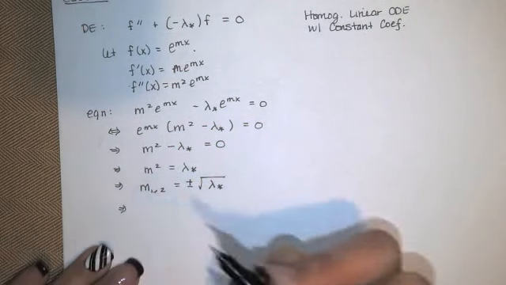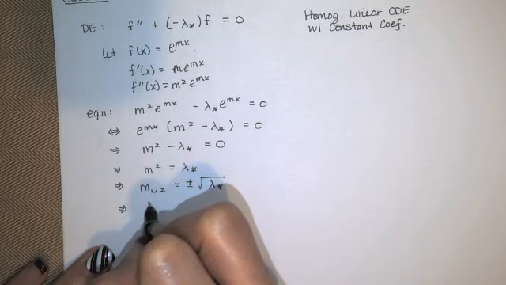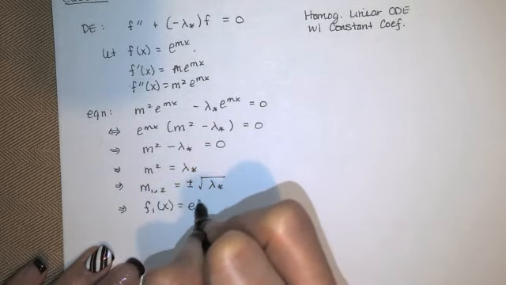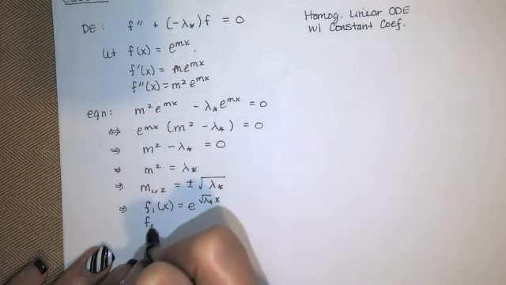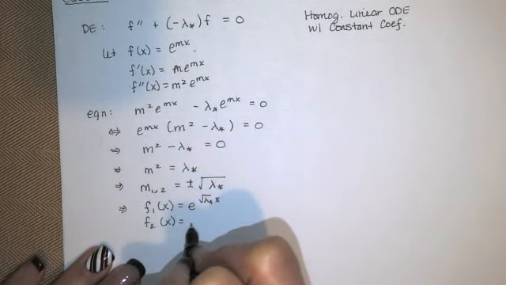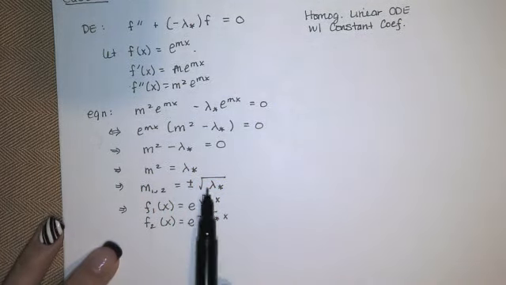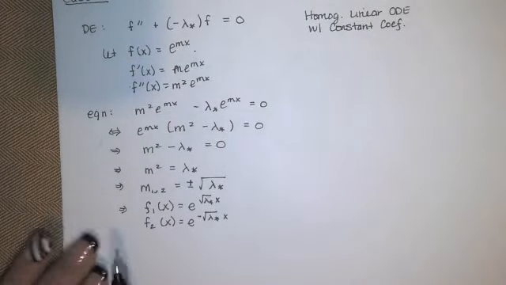That means our two linearly independent solutions to the differential equation are f sub 1 is equal to e to the positive square root of lambda star times x, and f sub 2 equals e to the negative square root of lambda sub star times x. And remember, again, we're just taking the m1 and m2, the two real values that we found, and we're substituting those into our assumed form of the solution.